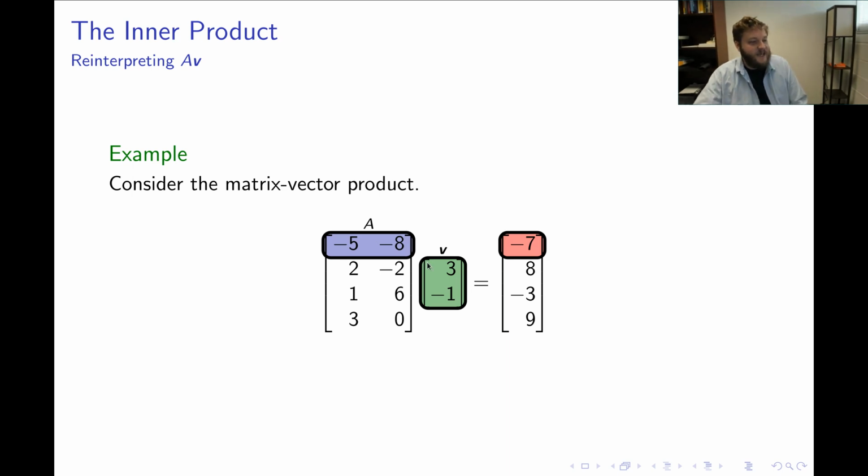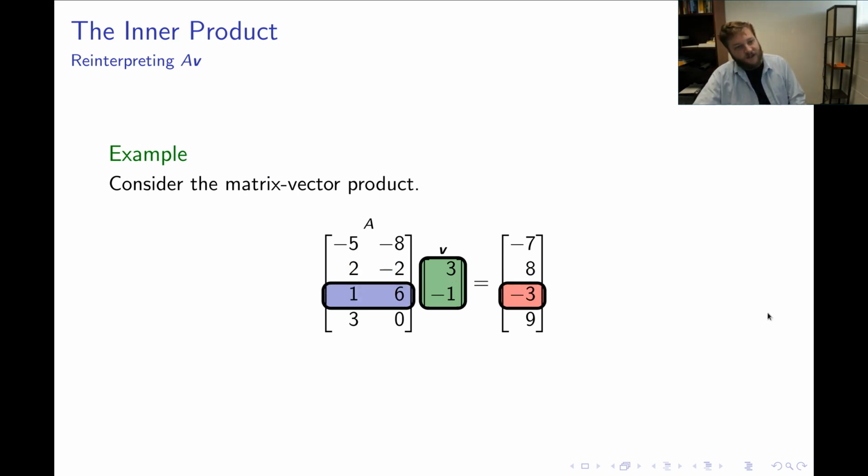So when I take this A and multiply by V, the first coordinate will always turn out to equal the inner product of the first row of A with the vector V. In this case, that's -7. The second coordinate is equal to the inner product of the second row with the vector in question, that's 8. Then the third coordinate is the inner product of the third row with the vector, that's -3, and the last coordinate is the inner product of the last row with the vector. In this case, that's 9.